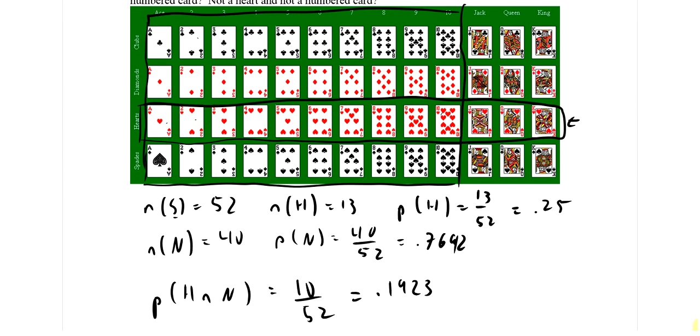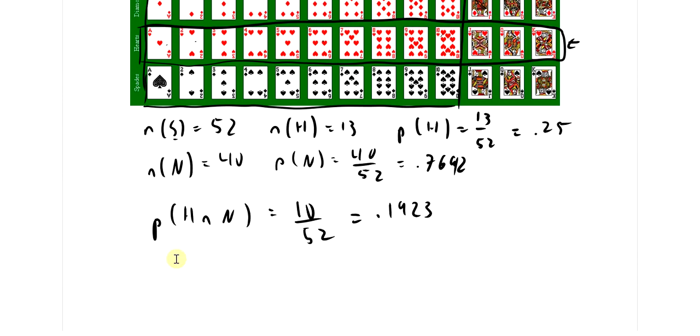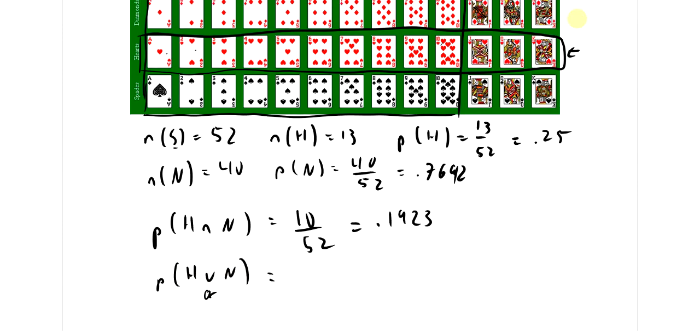So what's the probability if I pick one card at random that I get either a heart or a numbered card? Well, there's a couple ways to do that. We can just count all the cards that are either hearts or numbered cards, or we can say, well, that's going to be the probability of getting a heart plus the probability of getting a numbered card minus the probability of getting a heart and a number card.